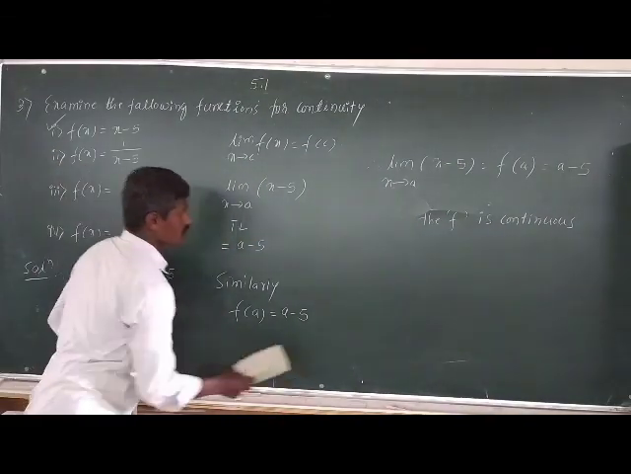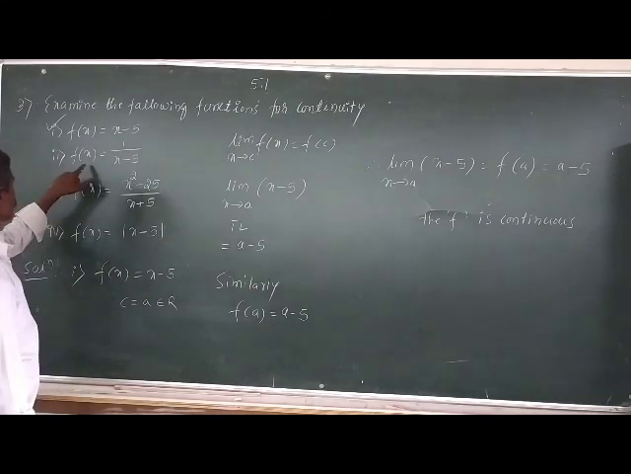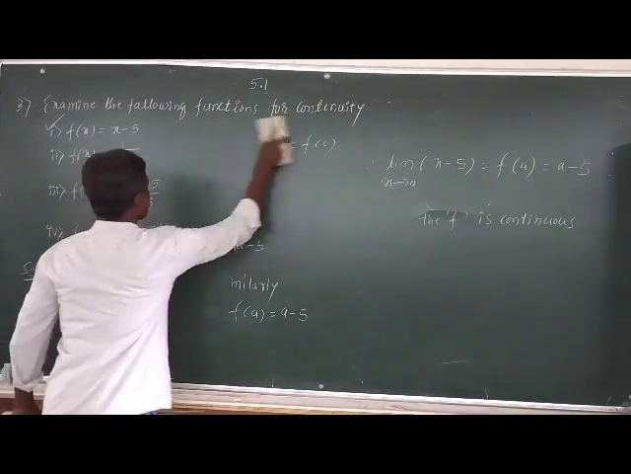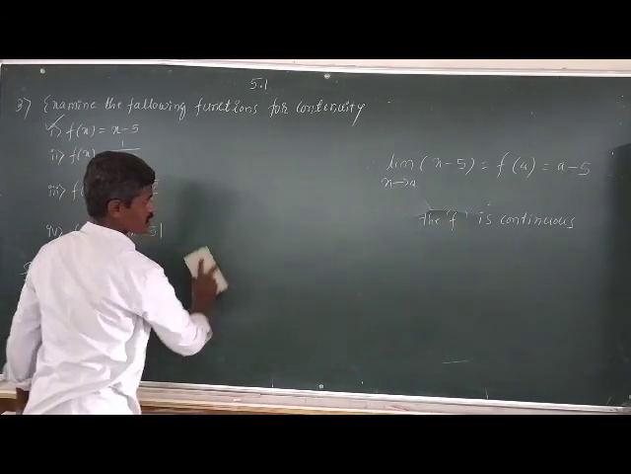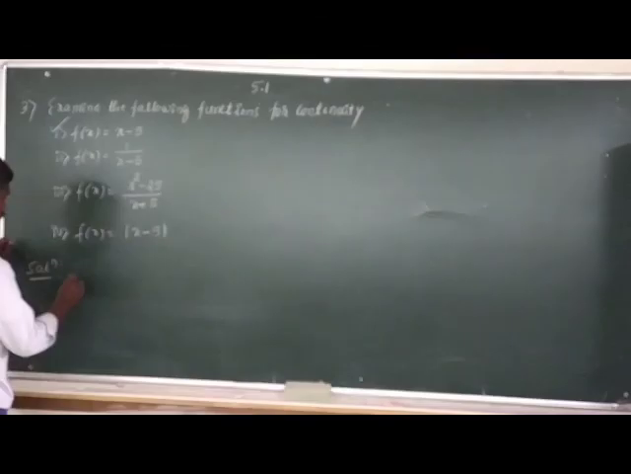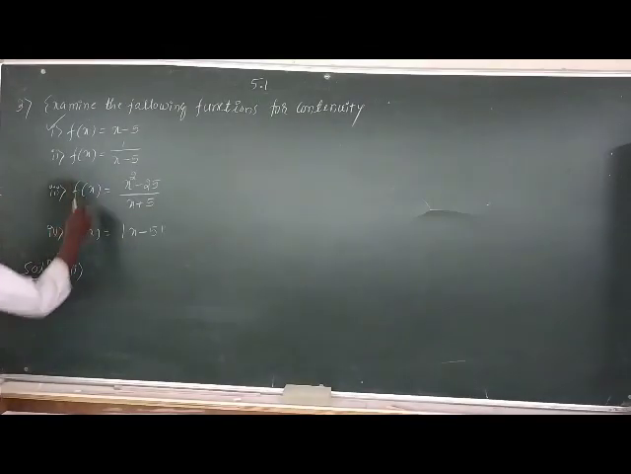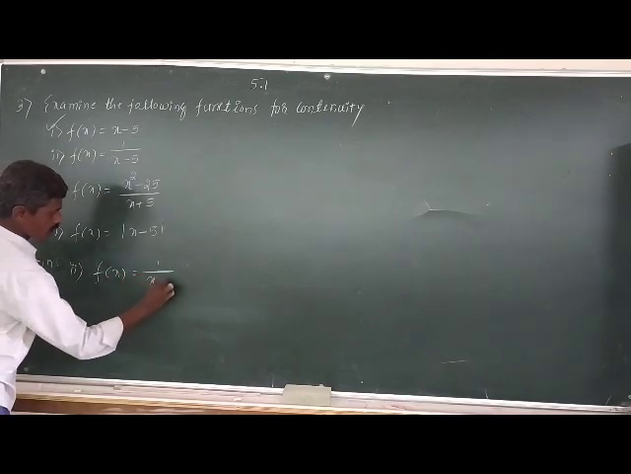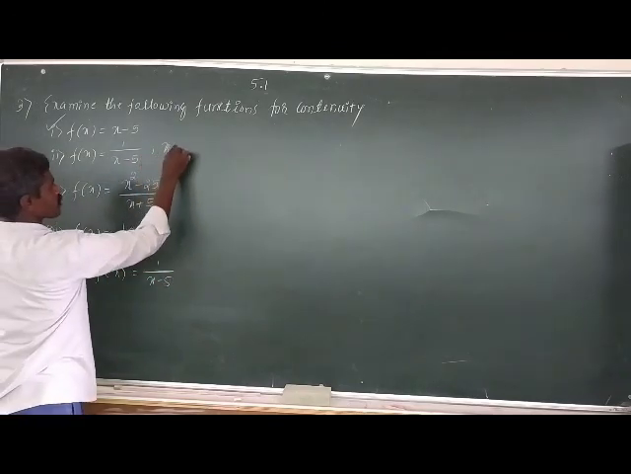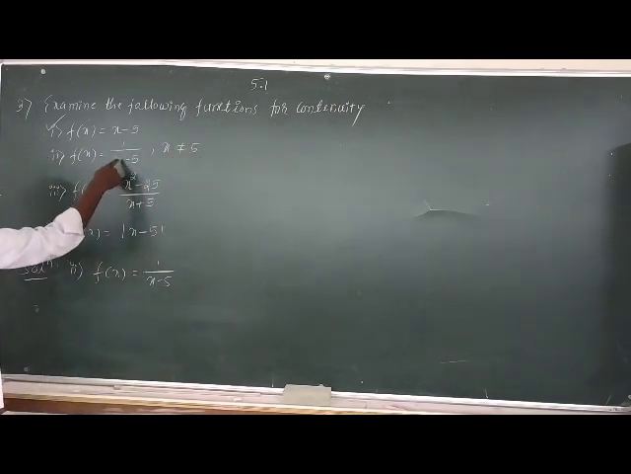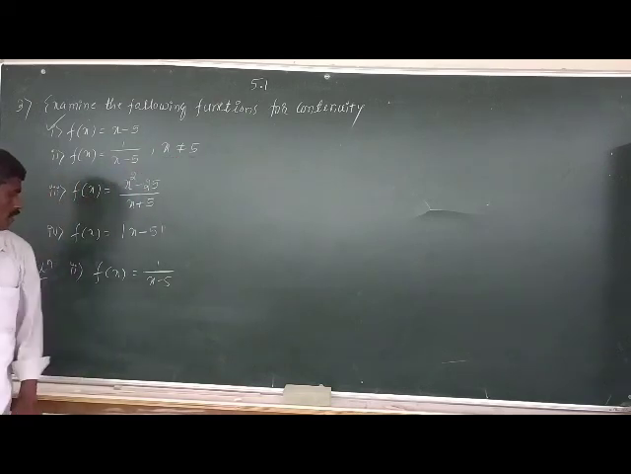Similarly, we have to check the continuity of the second function, f of x equals 1 by x minus 5. Here f of x is 1 divided by x minus 5. The condition is x is not equal to 5. If x is 5, then what happens? 1 by 0, and 1 by 0 is not defined. Hence, the condition is x is not equal to 5.